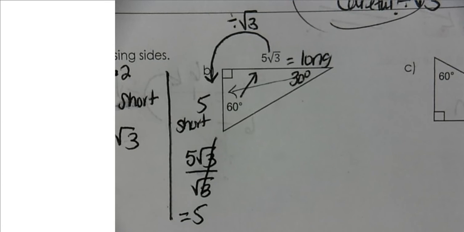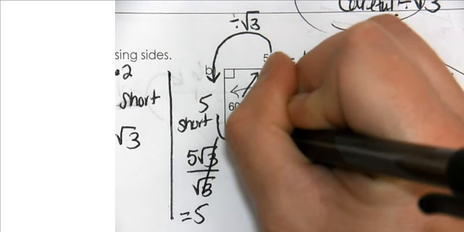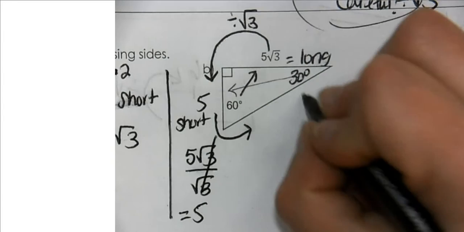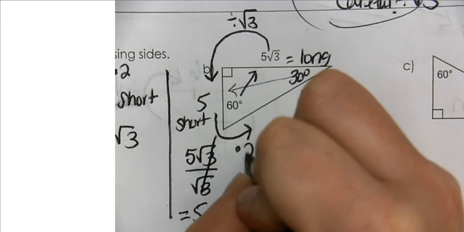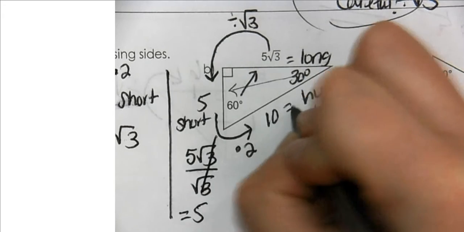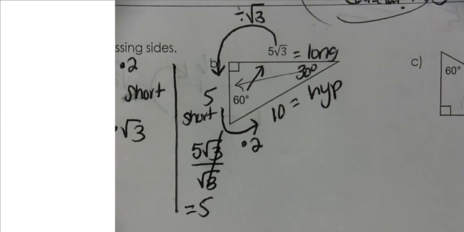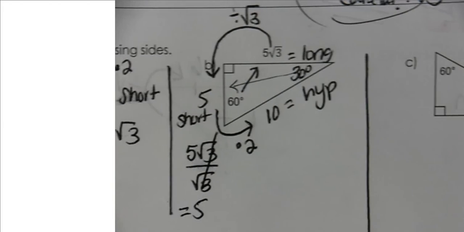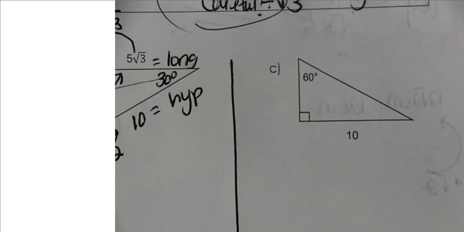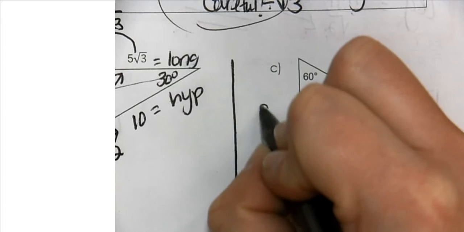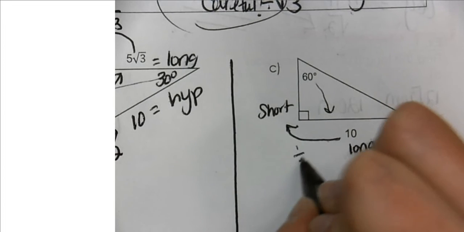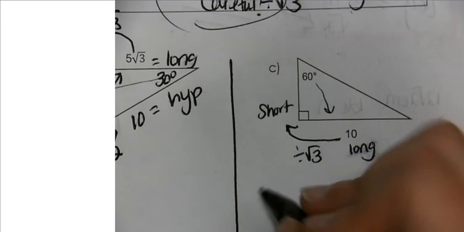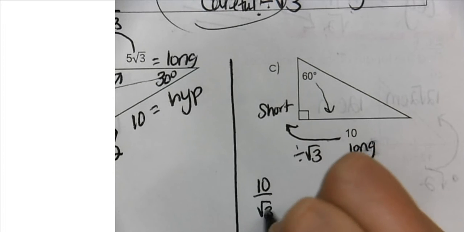Now that we know the short leg, we need to find the hypotenuse by multiplying by 2. 5 times 2 is 10. So the number 10 is going to be equal to our hypotenuse. Letter C. Once again, we know our long leg, and we need to find our short leg first. So to go from long to short, we're going to divide once again by the square root of 3. So I'm going to take 10 divided by the square root of 3.